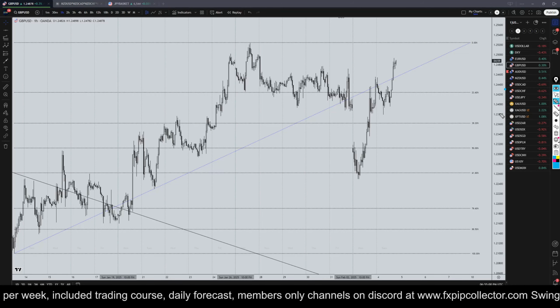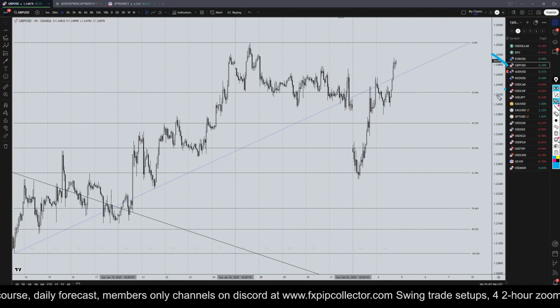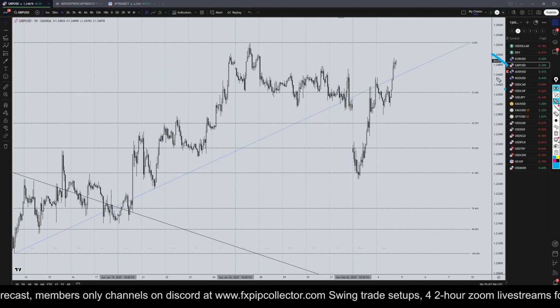Today is Tuesday, February 4th, and this is my PM market recap of the pound US dollar. So we're going to take a quick look at it on the 1 hour time frame.